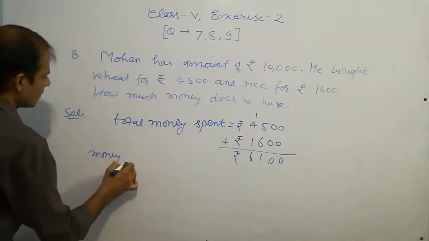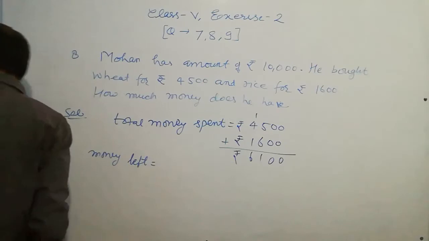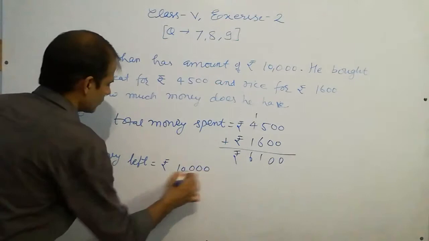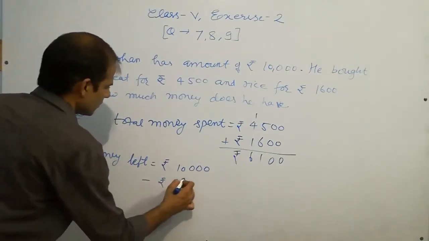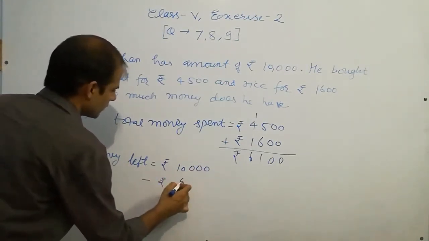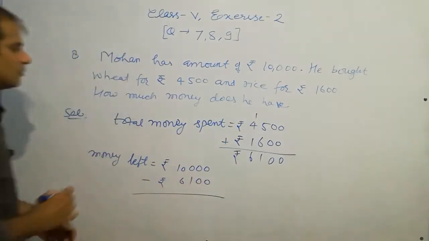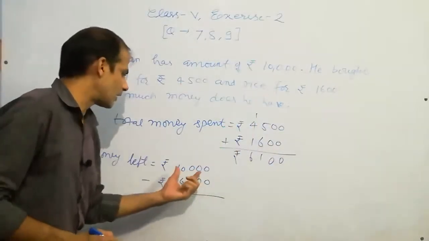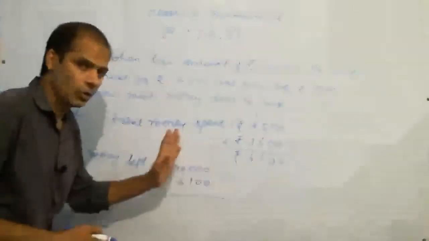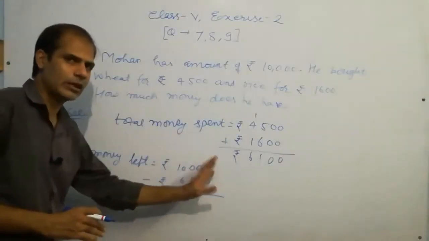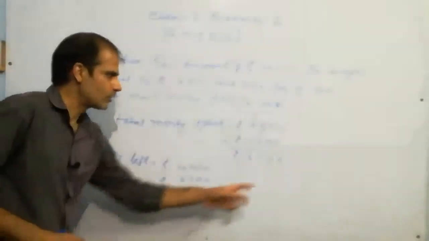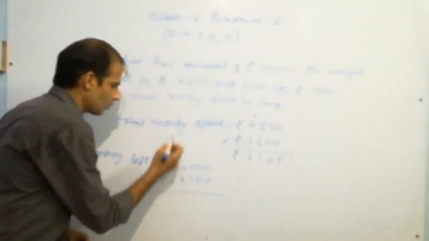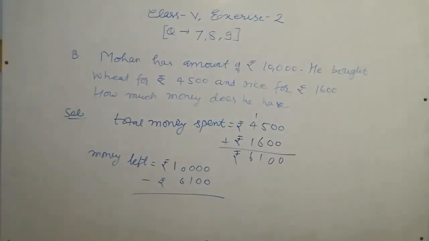Now you will write money left. You can write money left, okay, is rupees 10,000 minus rupees 6100, and write this value very carefully, because there are 4 digits and there are 5 digits. So in column-wise, the numbers will be justified to the right hand side. So you can write from the right hand side, and there will be nothing below this one. Now I hope you can do this subtraction.